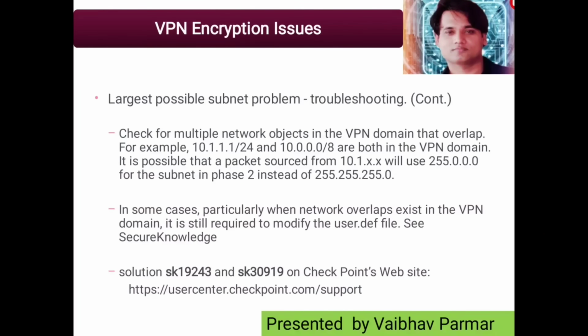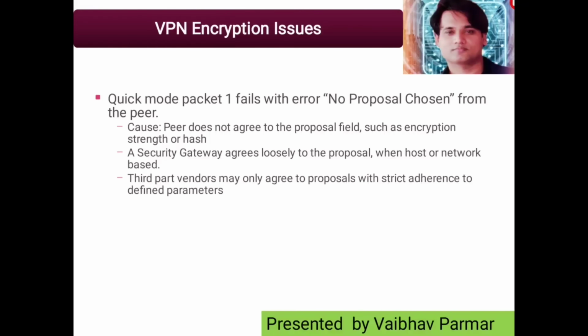Another common problem is when a security gateway proposes a supernet network address as the VPN domain to a Cisco concentrator or other vendor in phase 2. The Cisco device only agrees to the VPN domain that matches its network address and the subnet mask. This issue is known as the largest possible subnet problem. Here are some troubleshooting steps for this issue to get it resolved.